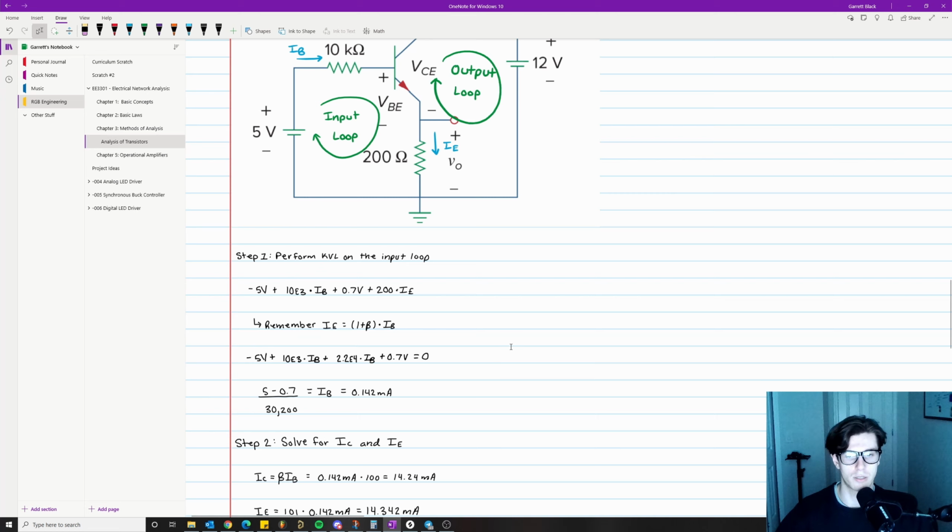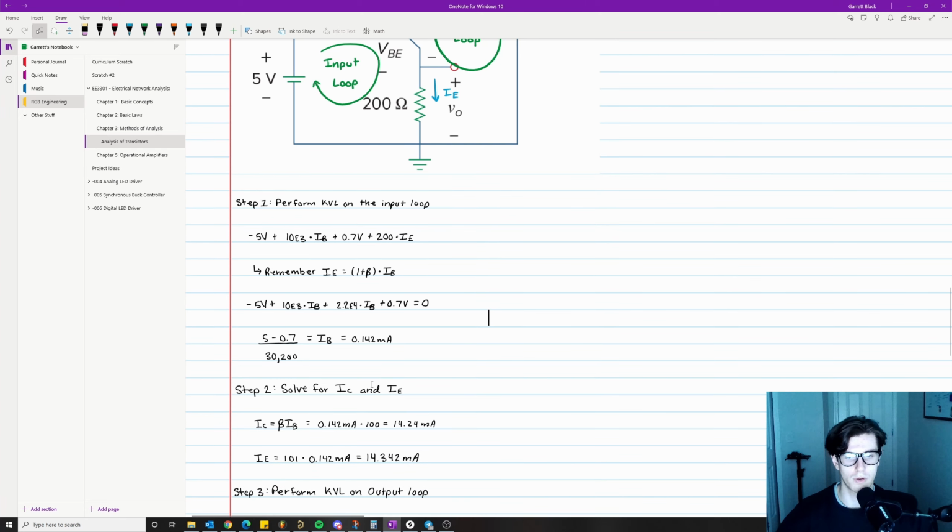Again, we were trying to solve for our base current. So you just rearrange and do the algebra, and you get 5 minus 0.7 divided by the total resistance that we are experiencing. This is just 10 kilo ohms plus 20,200 ohms, so you get 30,200 ohms. That is equal to 0.142 milliamps. That's IB. The name of the game is solve for the base current, and that's what we just did right here. After that's done, everything else is a piece of cake.